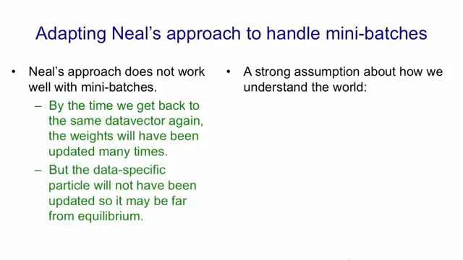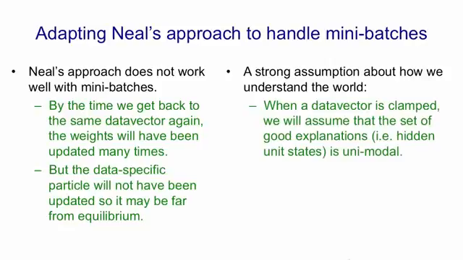So we can overcome this by making a strong assumption about how we understand the world. It's a kind of epistemological assumption. We're going to assume that when a data vector is clamped, the set of good explanations, that is, states of the hidden units that act as interpretations of that data vector, is unimodal. That means we're saying that for a given data vector, there aren't two very different explanations for that data vector. We assume that for sensory input, there's one correct explanation, and if we have a good model of the data, our model will give us one energy minimum for that data point.